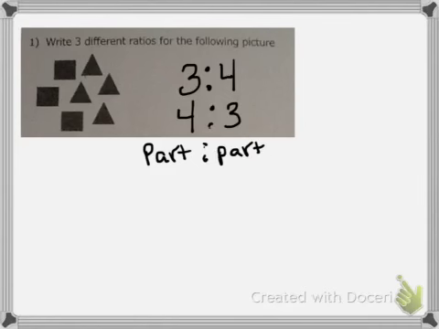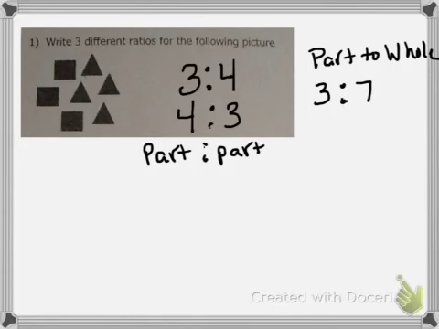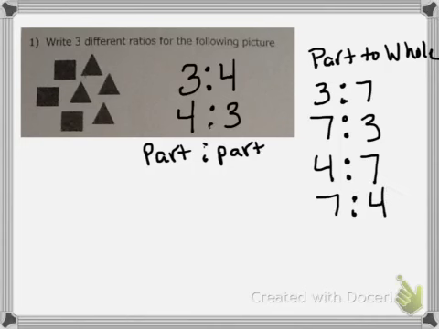Now let's take a look at part-to-whole ratios where we're comparing part to the whole. So one part could be 3 squares to 7 total symbols there. Or we can compare 7 total symbols to the 3 squares. And the last comparison would be 4 triangles to total symbols, or 7 total symbols to 4 triangles. So those are 6 options. You could have picked any 3 to write.